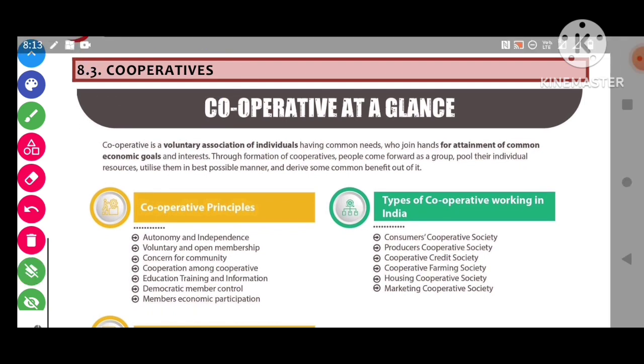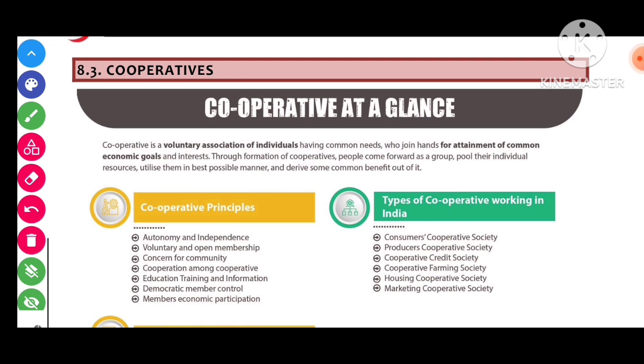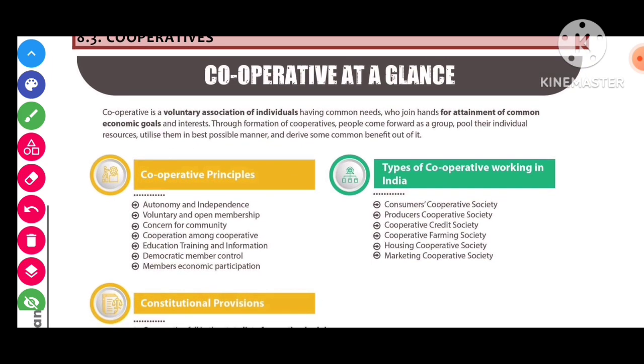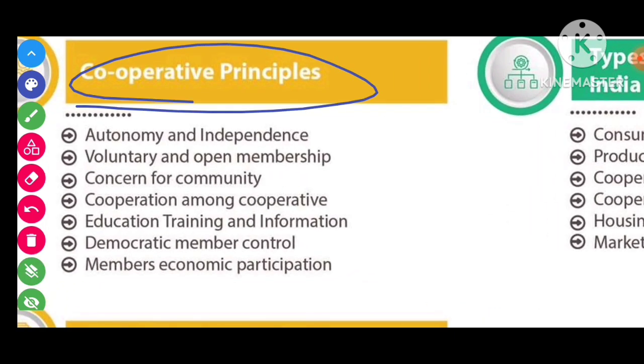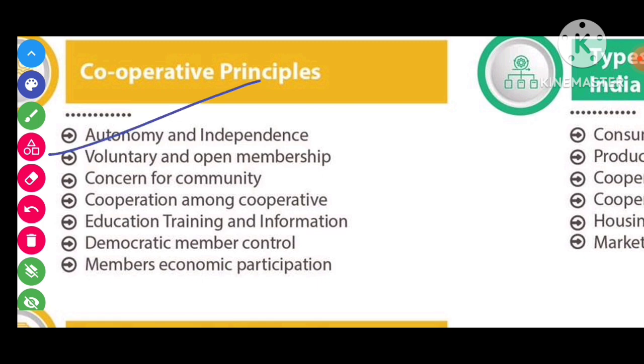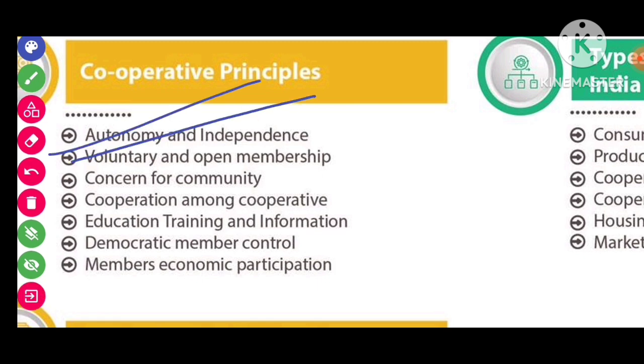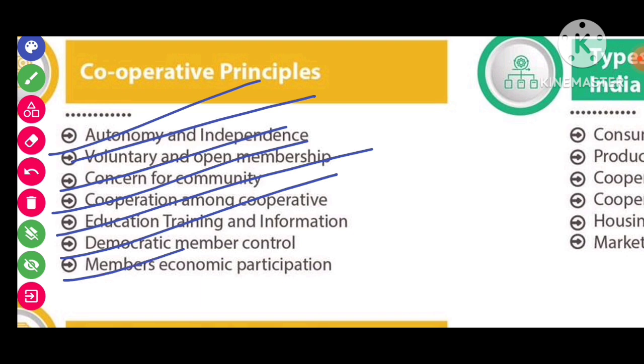Cooperatives is also a very important news. What is a cooperative? It is a voluntary association of individuals having common needs who join hands for the attainment of common economic goals and interest. Okay, so these are the cooperative definition and cooperative principles. What are the principles of cooperatives? Such as autonomy and independence, voluntary and open membership, concern for community, cooperation among cooperatives, education, training and information, democratic member control, and members' economic participation.